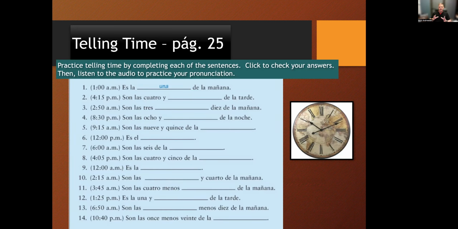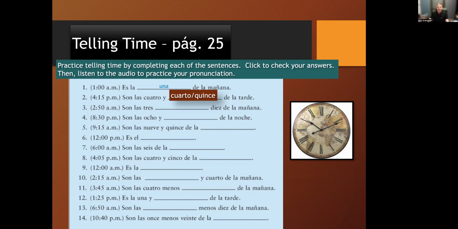All right, here's another exercise. Same thing, you're gonna pause this. You're gonna number your papers 1 through 14, and you're just gonna fill in the blanks. So go ahead, pause, come back, and then we'll do the pronunciation part. All right, you unpaused. Well done. I'm guessing that each one of you got number 1 right. Es la 1 de la mañana. Muy bien. Número 2. Son las 4:15 de la tarde. Clases, repitan. Son las 4:15 de la tarde.